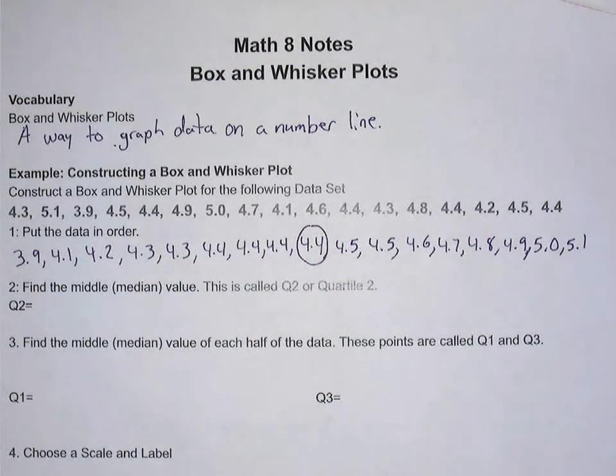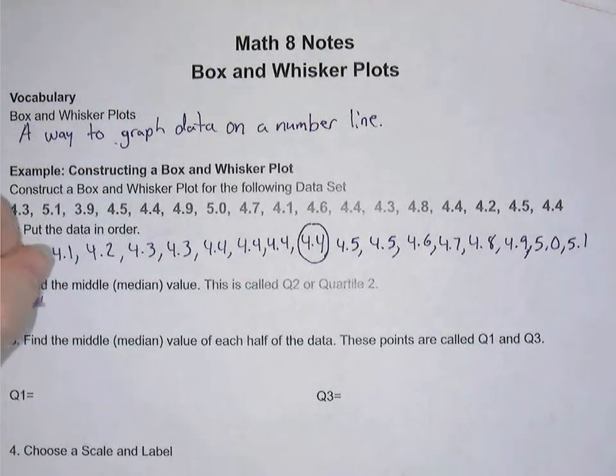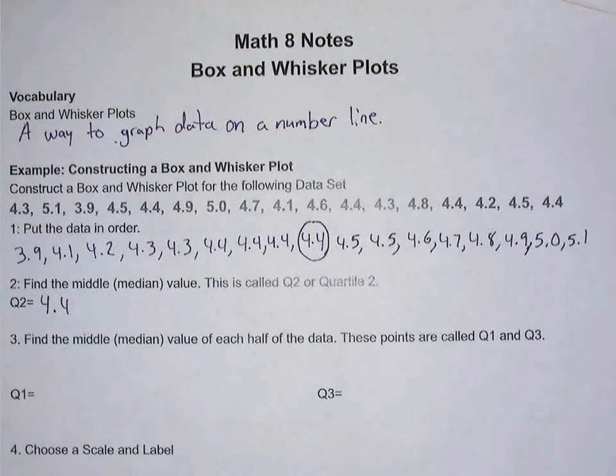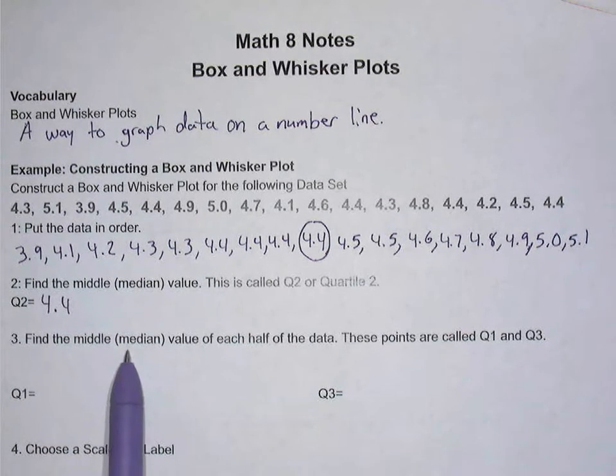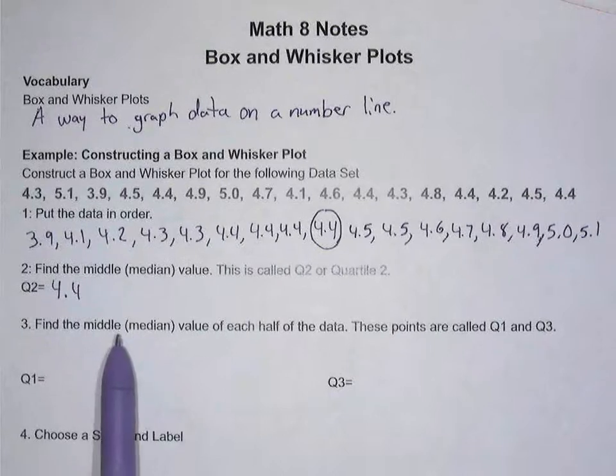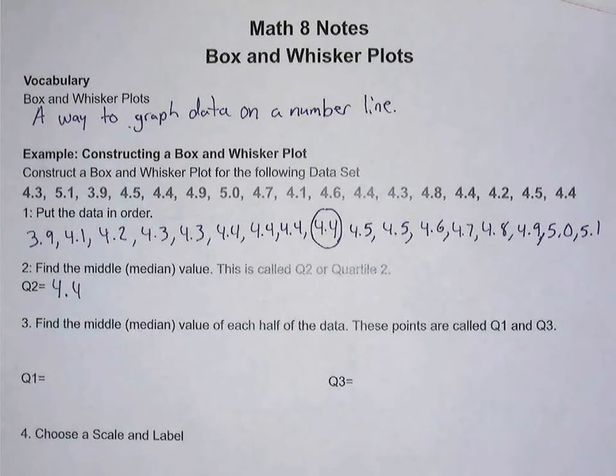We're going to call 4.4 Q2, or quartile 2. That means it's the number that's right in the middle. It divides our data into 2 even sets. So we've got 4.4 as Q2. Now that we've divided my data in 2, we can find the median of each half of the data. That's going to give us Q1, quartile 1, and Q3, quartile 3.